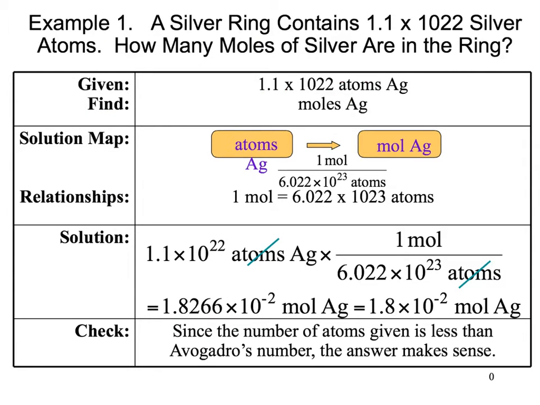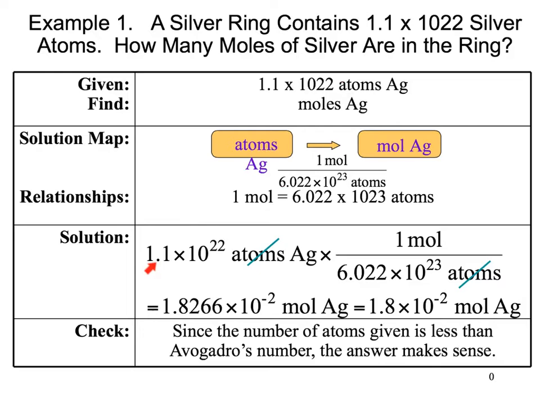In this problem, we have a silver ring containing 1.1 times 10 to the 22nd silver atoms. The question is, how many moles of silver are in the ring? Well, first, we should always identify what we are given. In this case, 1.1 times 10 to the 22nd atoms of silver, and what we must solve for, moles of silver. Now, we do have a conversion that 1 mole equals Avogadro's number of atoms. So this will be a one-step solution converting from atoms to moles.